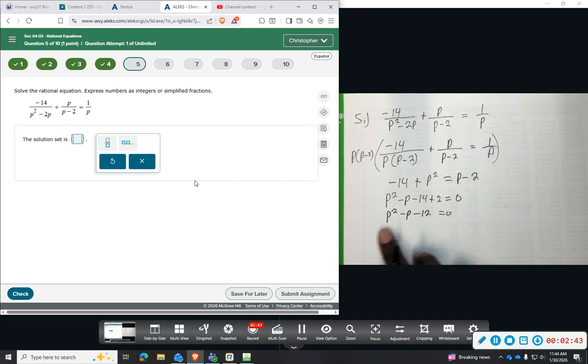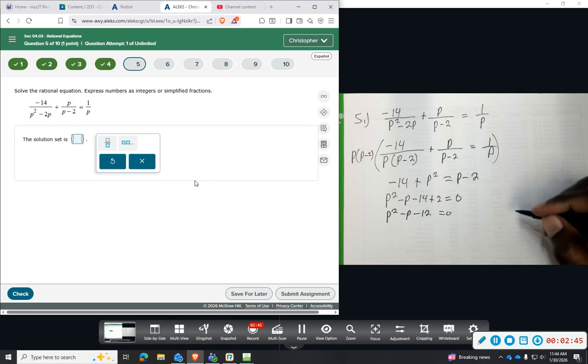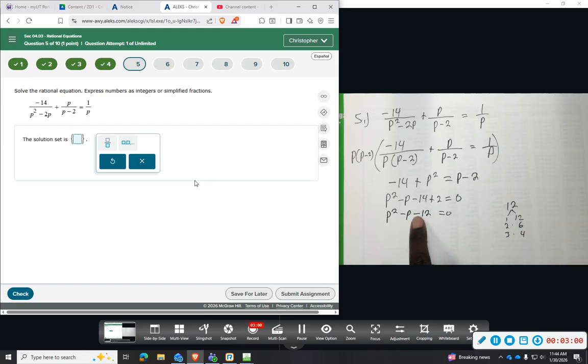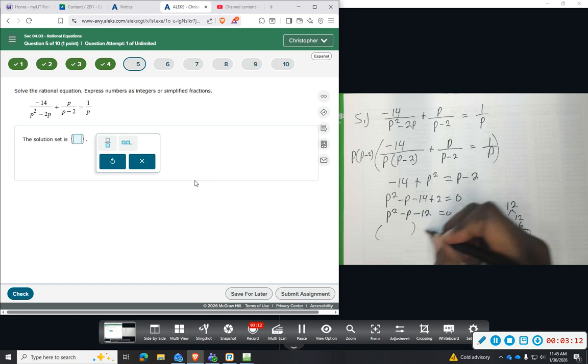It's going to be the easiest method. 1 and 12 will give us 12. Factors of 12: 1 and 12, 2 and 6, 3 times 4. The second sign is negative, so we want to subtract to get the leading coefficient, which right here is a 1. So we want to subtract to get 1. And if we subtract 3 and 4, that will give us a 1. So it will factor.